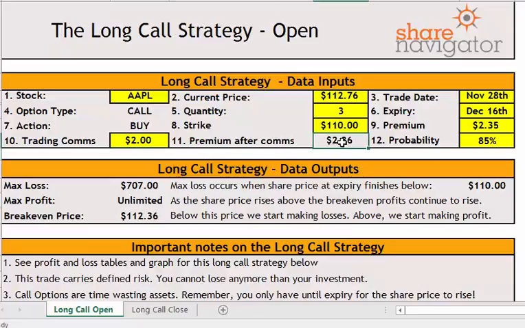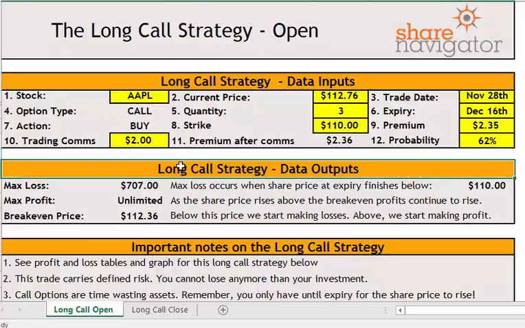And what's happening here is the system is automatically calculating what your premium or your cost is per share, including your trading commission. So even though we paid a premium here of 2.35, when you add in your trading commissions on top, it actually moves up to 2.36. And then our probability here, that's going to be given to you by your broker. If you have a good broker, you're going to have a probability calculator, which will tell you how likely your trade is to win. So let's say this trade is a 62% chance of winning.